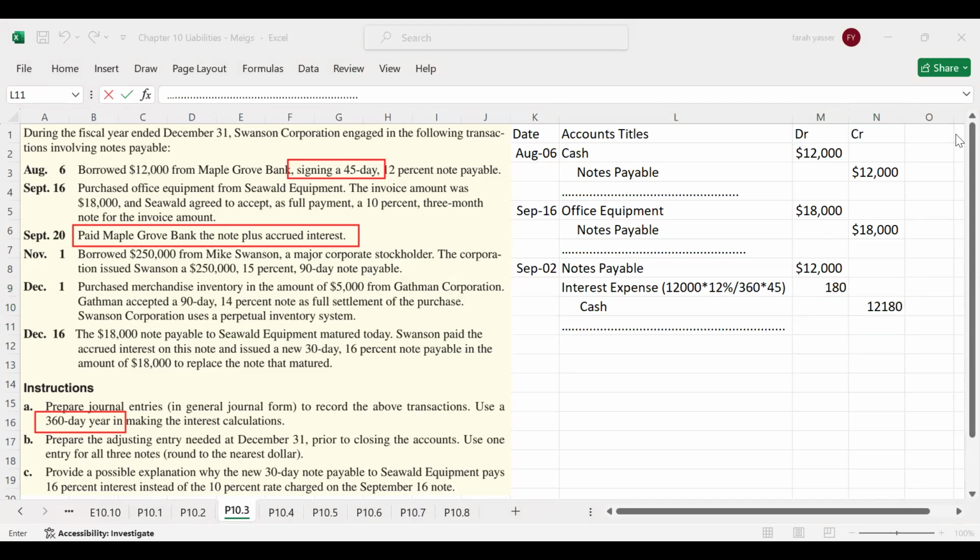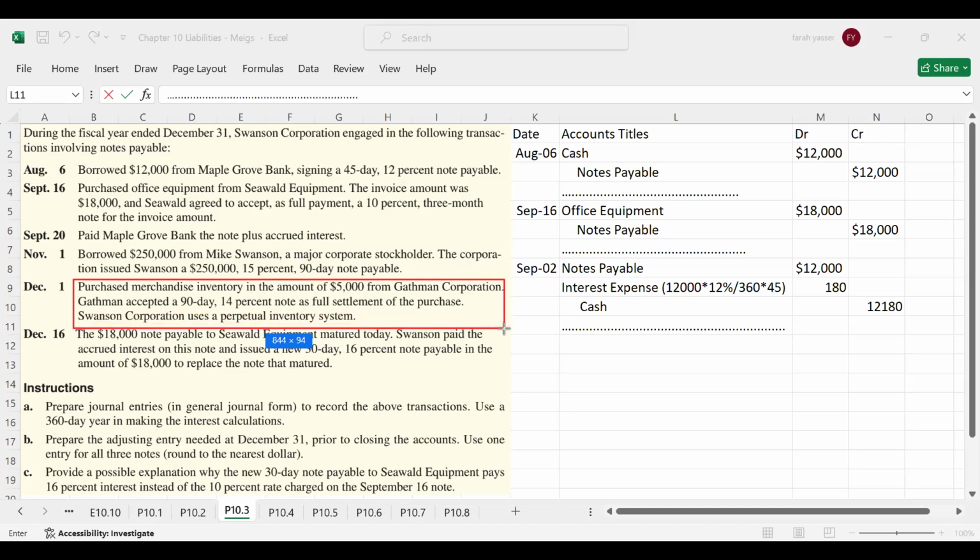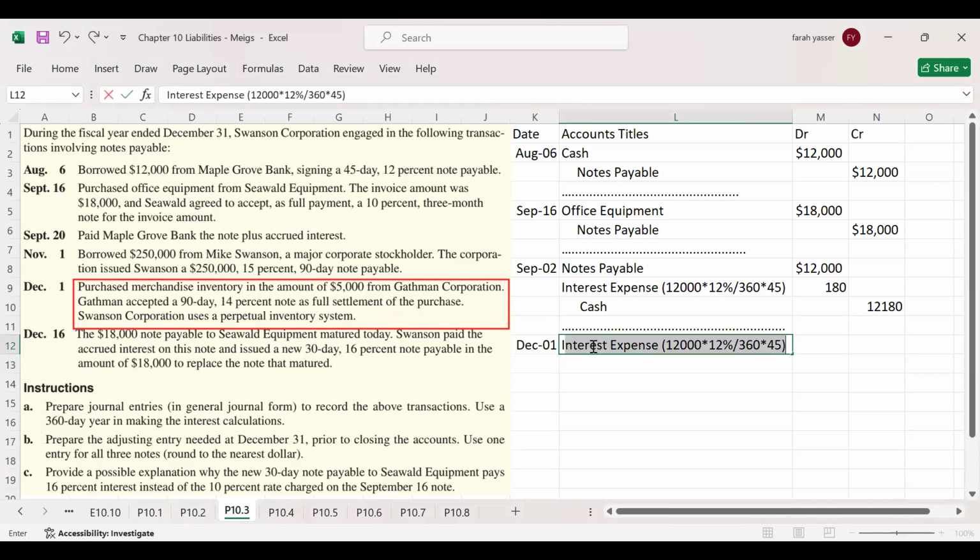The next transaction is on 1st December. The company purchased merchandise inventory. The company purchased inventory of $5,000 with a 90-day note, 14% rate of interest. The company is using a perpetual system, so inventory would be recorded. So we record the transaction on December 1st. We debit the inventory account because the company is using the perpetual inventory system. If the company is using the periodic inventory system, then we debit the purchases account.